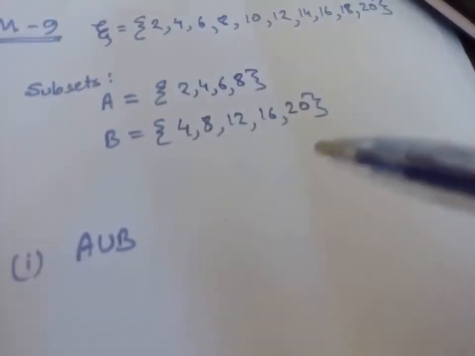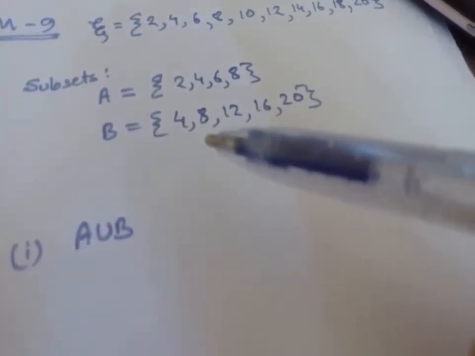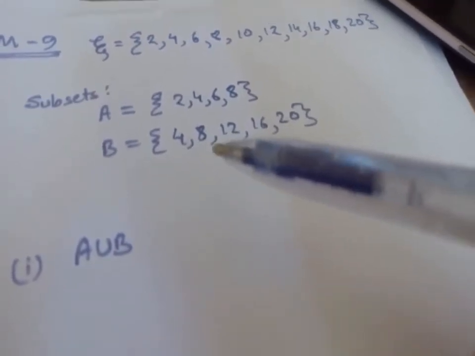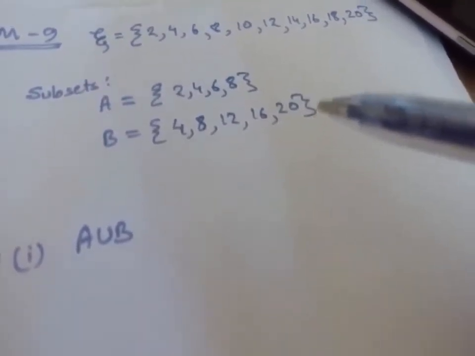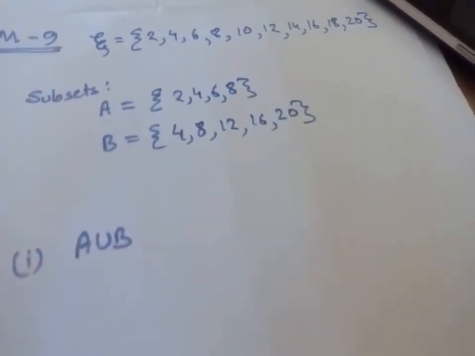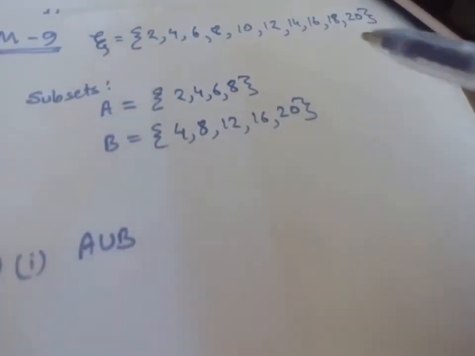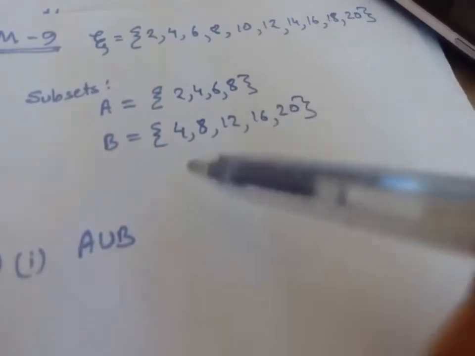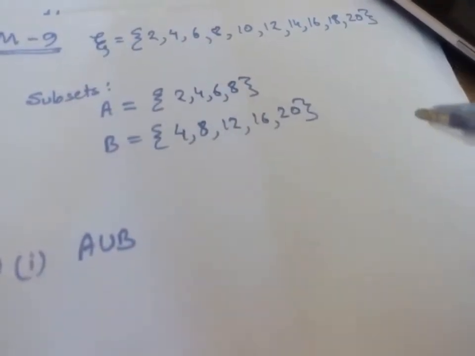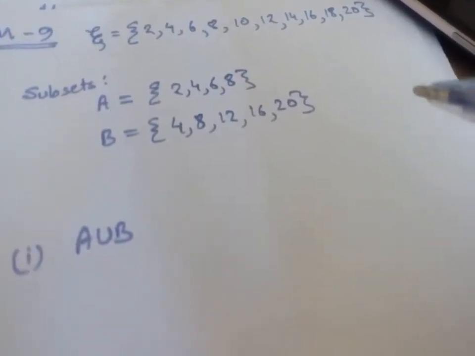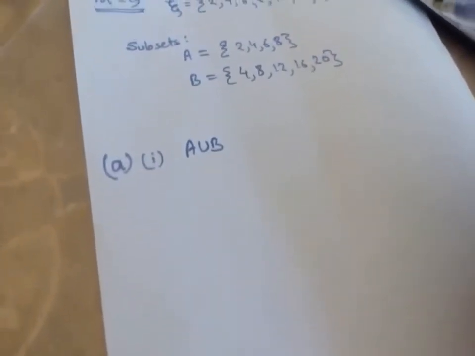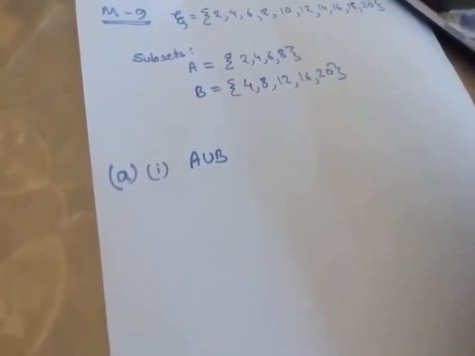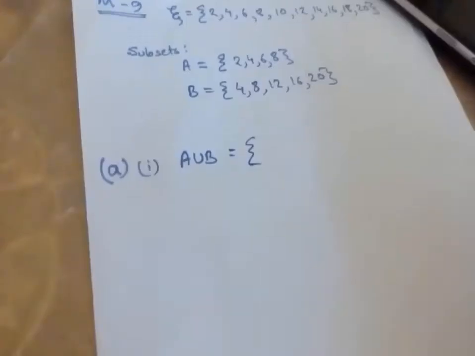and B is the set of the elements which are the multiples of 4. So multiples of 4 are 4, 8, 12, 16, 20, and there is 24 which is a multiple of 4, but we will not write it here because it is not in the universal set, and B is a subset of the universal set. So in question number 1, we have to find (A union B) complement, but before finding that we have to find out A union B.